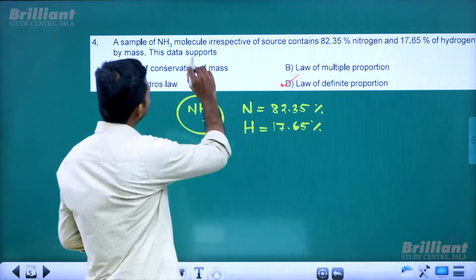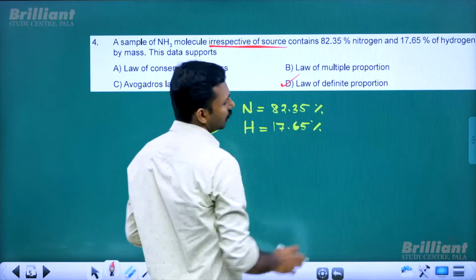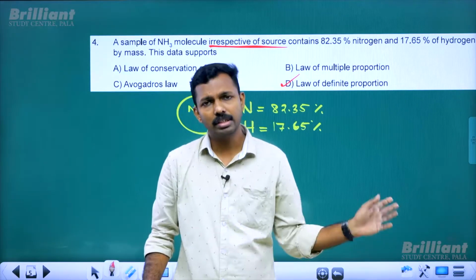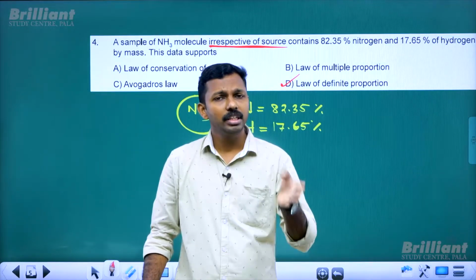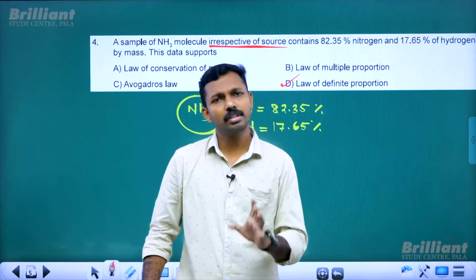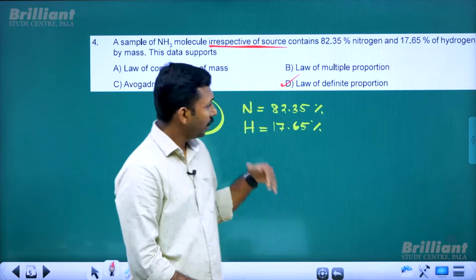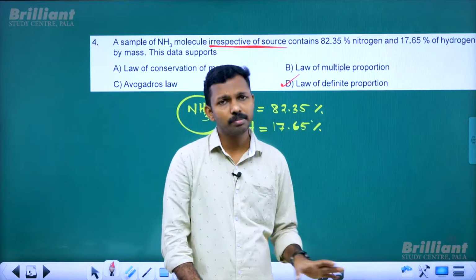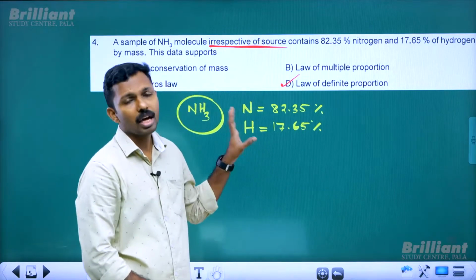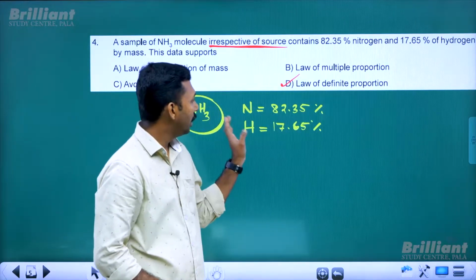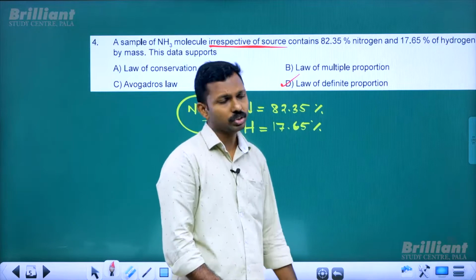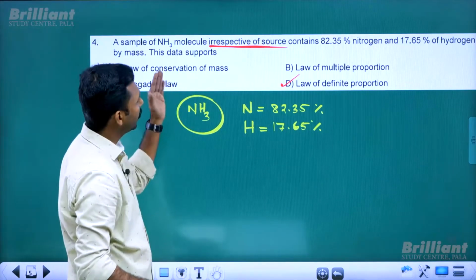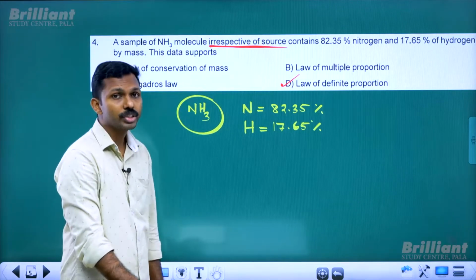The hint is irrespective of the source, from where it is getting. That does not matter. Ammonia has a definite amount of hydrogen and nitrogen. There are various ways for the production of ammonia gas. That doesn't matter. Every time an ammonia molecule contains hydrogen and nitrogen in this percentage. That is what this question is saying. And so this data supports the law of definite proportions.